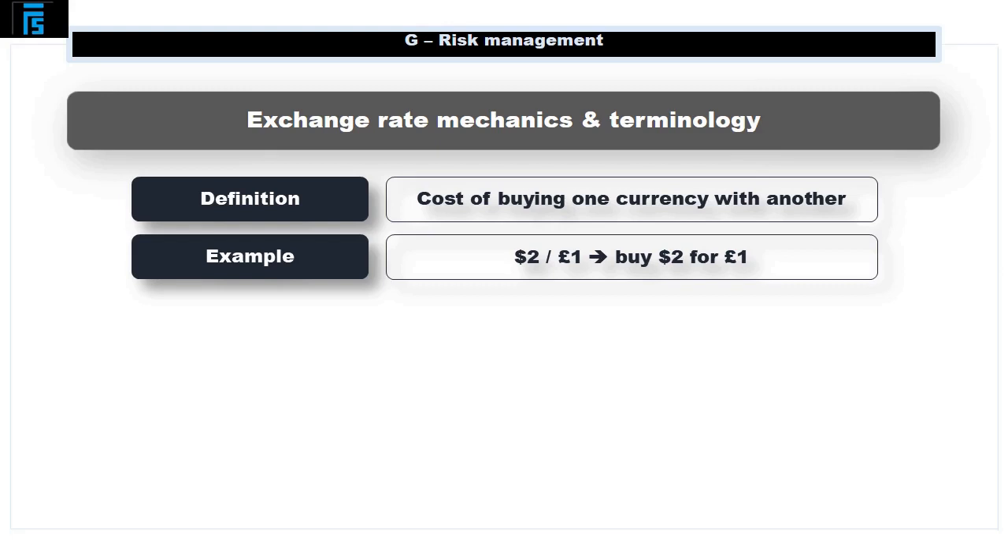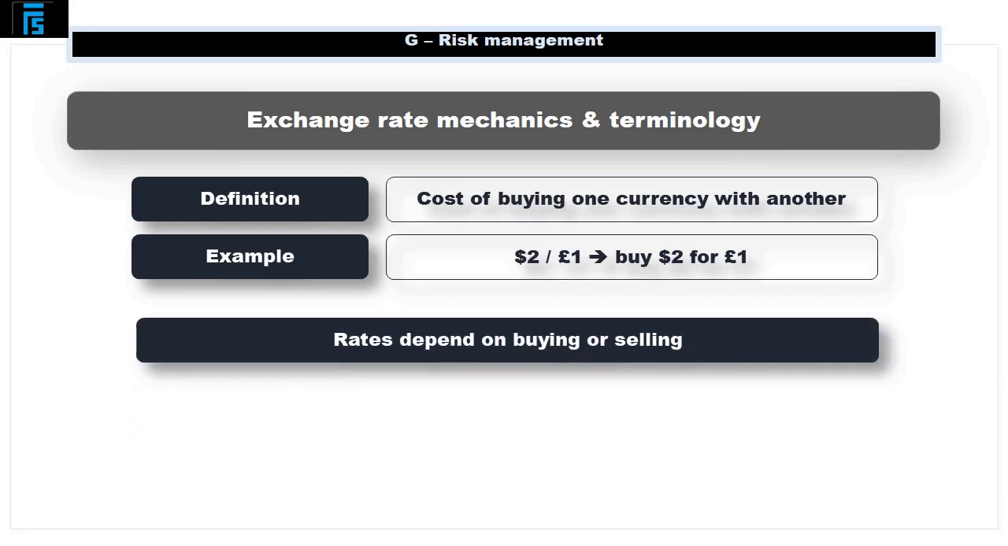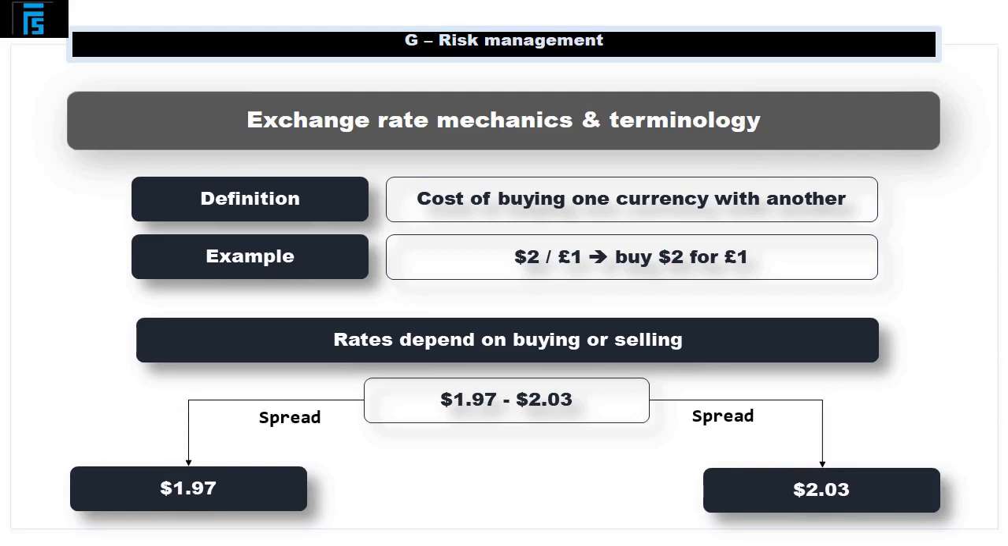An added complication, however, is that banks or similar institutions offer different rates depending on whether you are buying or selling a currency. Accordingly, rather than seeing the rate expressed as $2 as above, you may see it quoted as $1.97 to $2.03.